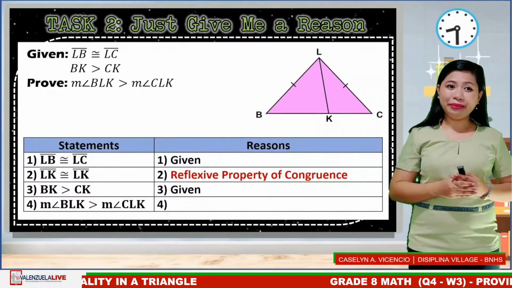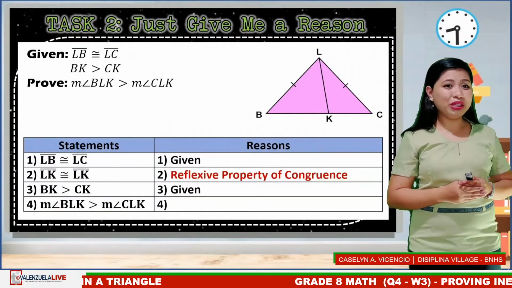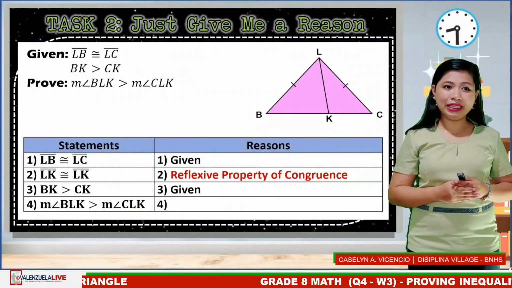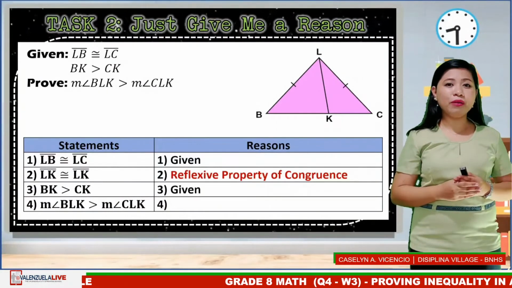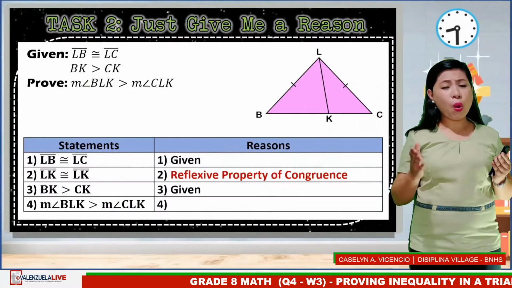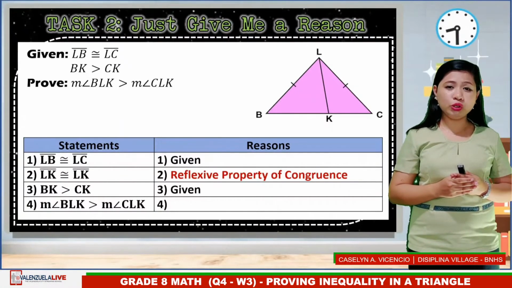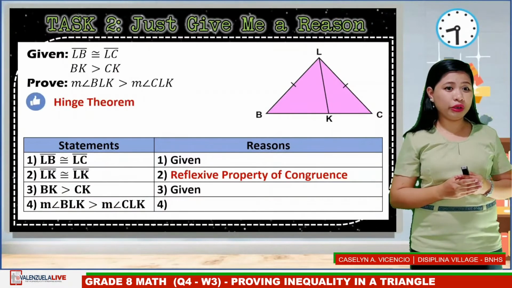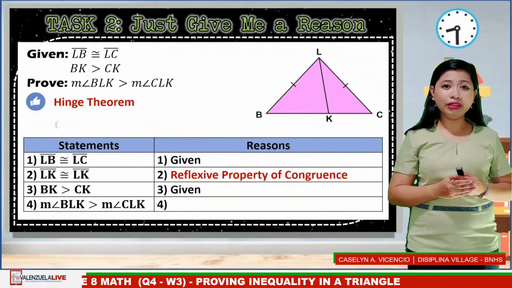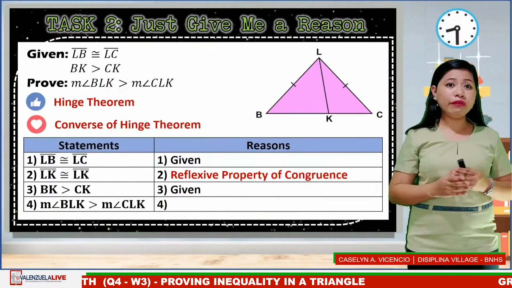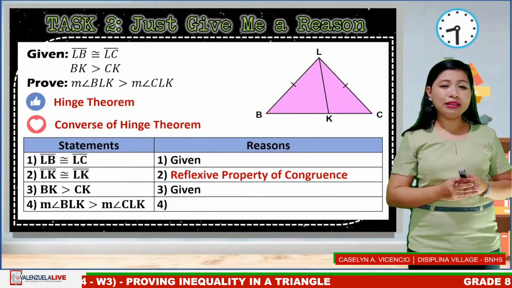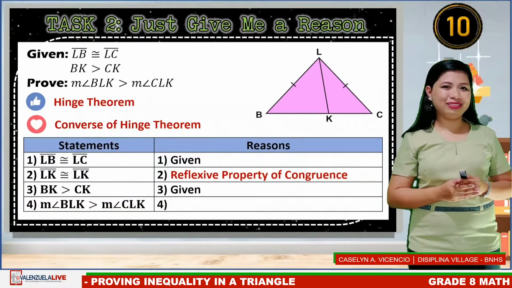For the fourth statement, the measure of angle BLK is greater than the measure of angle CLK. What will be its reason? Will you choose like, hinge theorem, or heart, converse of hinge theorem? 10 seconds, begin.